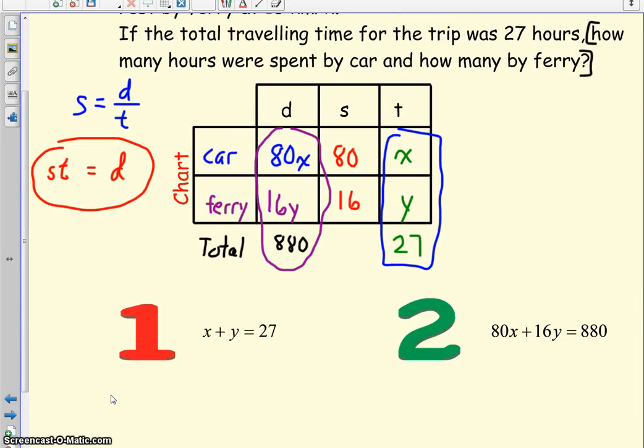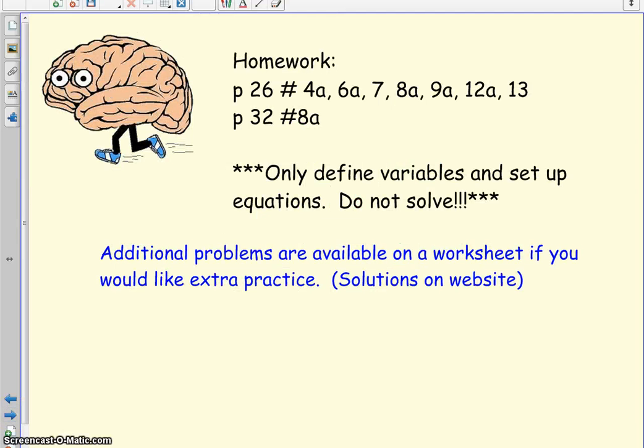Again, we're going to spend the next couple of days looking at methods of solving systems of equations without graphing. So there's some practice there in the homework that you need to work through. Now again, with all of these, we're only working on defining the variables and setting up the equations. Do not solve them. You're going to be solving them in homework later on. So by getting it done now, you'll save a lot of time later on in the unit.